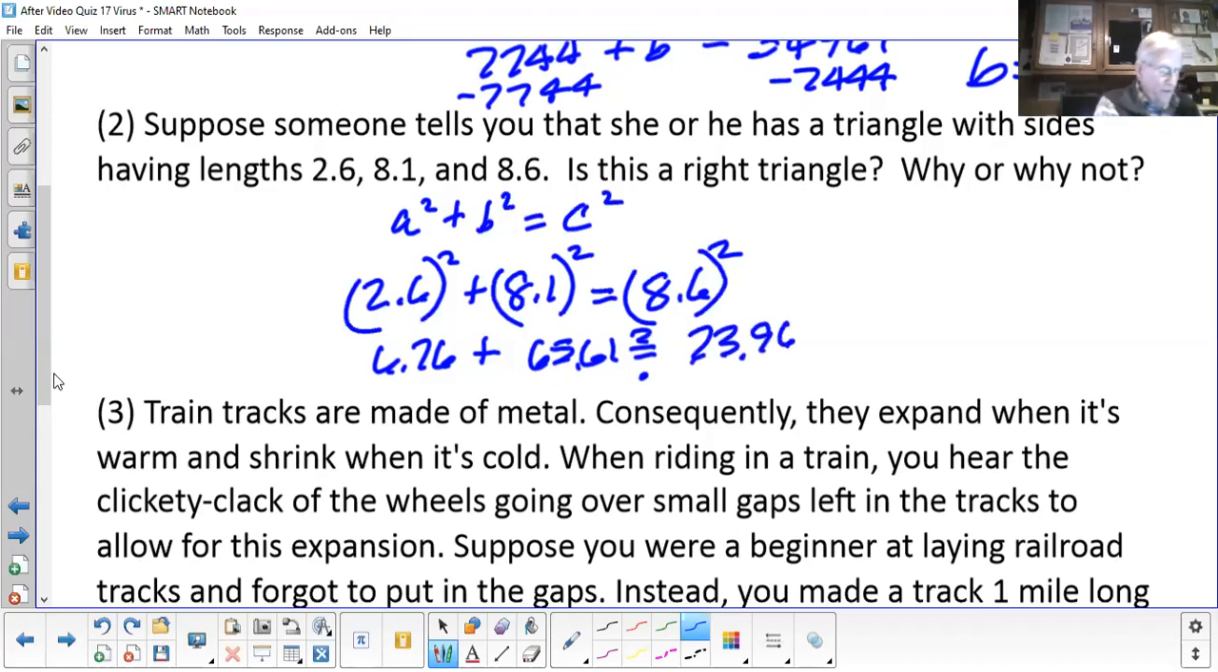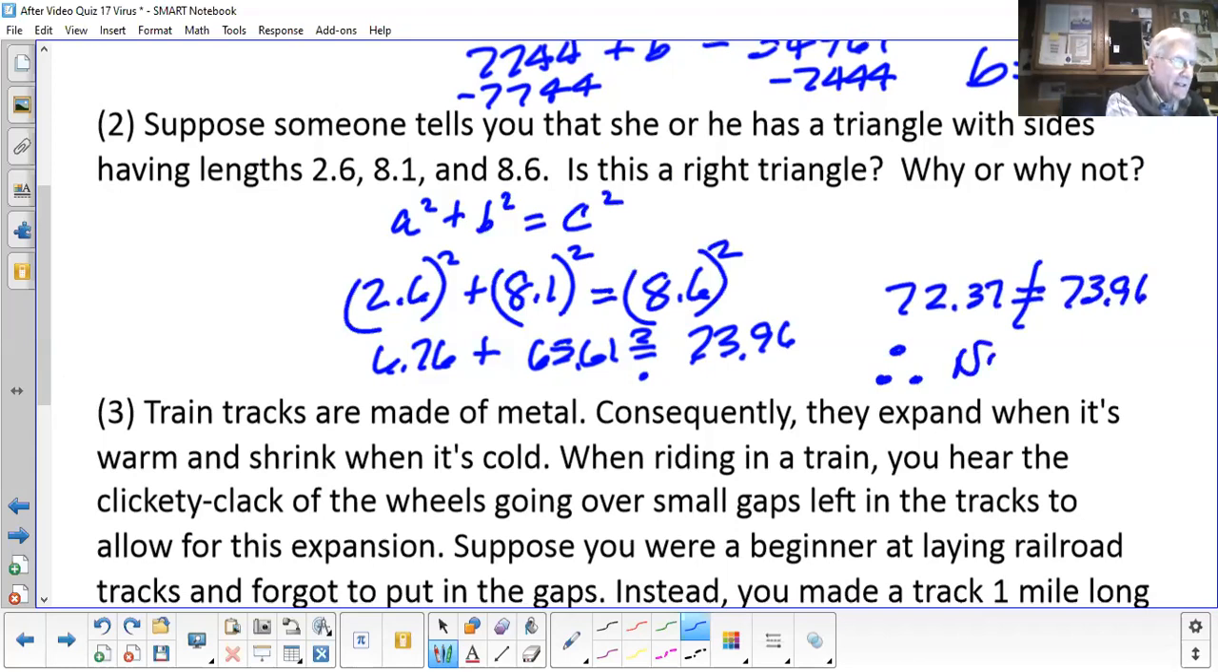73.96. Well, if you add those two numbers together, you will find out you do not get the number we expected, okay? And the number we expected was 73.96, but instead you get 72.37. Well, that's not equal to 73.96. Therefore, what? Not a right triangle is the conclusion. Okay, so there's another example of how we can see whether or not we indeed have a right triangle.